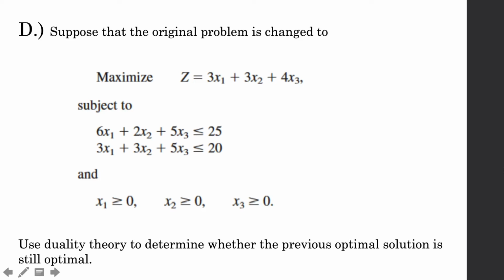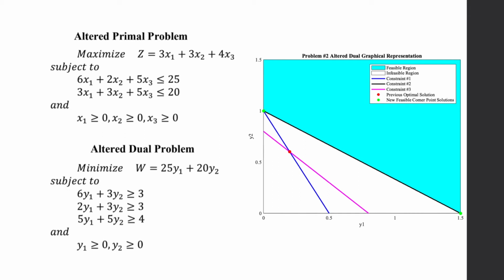So now for part D, we see that the coefficients of x2 in both the cost function or maximization z function as well as the 2 constraints has been changed. And so now we need to determine if the previous optimal solution is still optimal. And as we did in the previous parts, we used the dual of the problem to solve this because it's much easier to visualize these things in the dual, which can be seen to the right in a graph where we see that the previous optimal point solution is no longer in the new feasible region. Therefore, we can automatically claim that the previous optimal solution is no longer the feasible optimal solution.